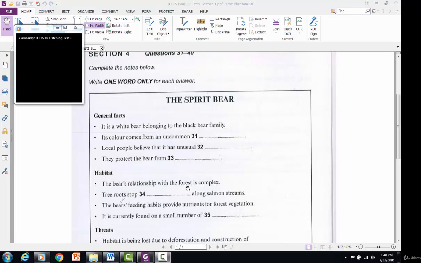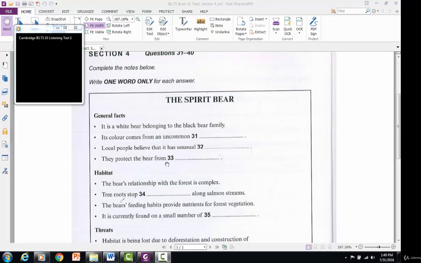Now, like I keep telling you over and over again, pay attention to the language when it's fill in the blank. Pay attention to the language before or after the blank line. Like for number 31, it will connect to the word uncommon. Its color comes from an uncommon. Whatever this answer is, it connects to a synonym of the word uncommon. If you can recognize a synonym, then you'll know the answer was just said right before the word uncommon. Okay? But they're going to use a synonym.